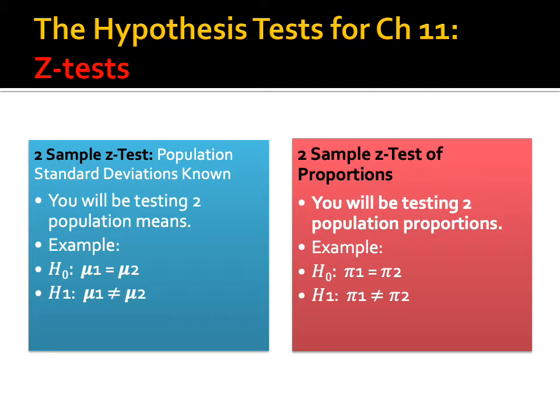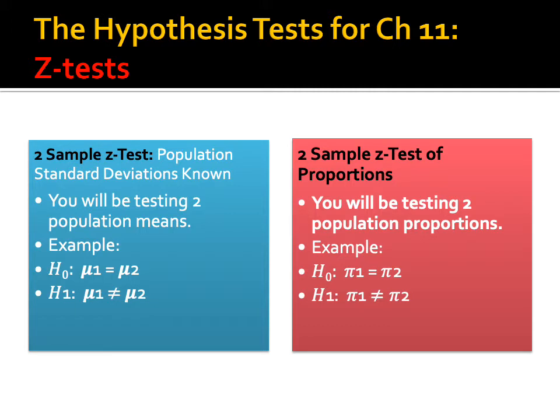In the case of the 2-sample z-test, there's an assumption that is made, and that is that the population standard deviation is known. So it must be given to you in the problem in order for you to proceed with the 2-sample z-test. You'll be testing 2 population means, effectively comparing them to each other. An example of a null and alternate hypothesis would be something like this, where the null would be mu1 is equal to mu2, or the population mean of group 1 is equal to the population mean of group 2, where the alternate hypothesis would be mu1 does not equal mu2.